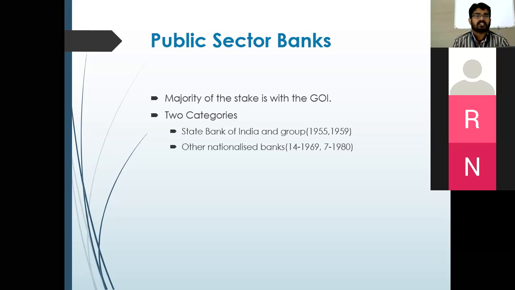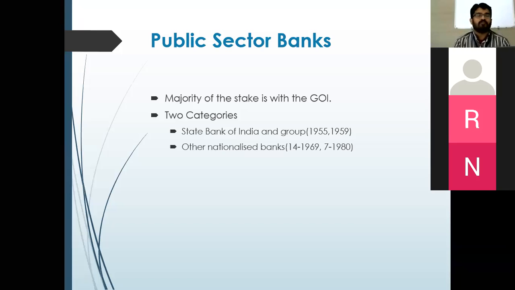Whereas the other nationalized banks, like you see in and around, such as Union Bank, Syndicate Bank, Canara Bank, Bank of India, and Bank of Baroda, especially 14 banks, were started in the year 1969. Out of all these banks, 14 were started in the year 1969, whereas the remaining 7 banks were started in the year 1980. So totally there were around 21 nationalized banks, apart from SBI and its group, in the country.